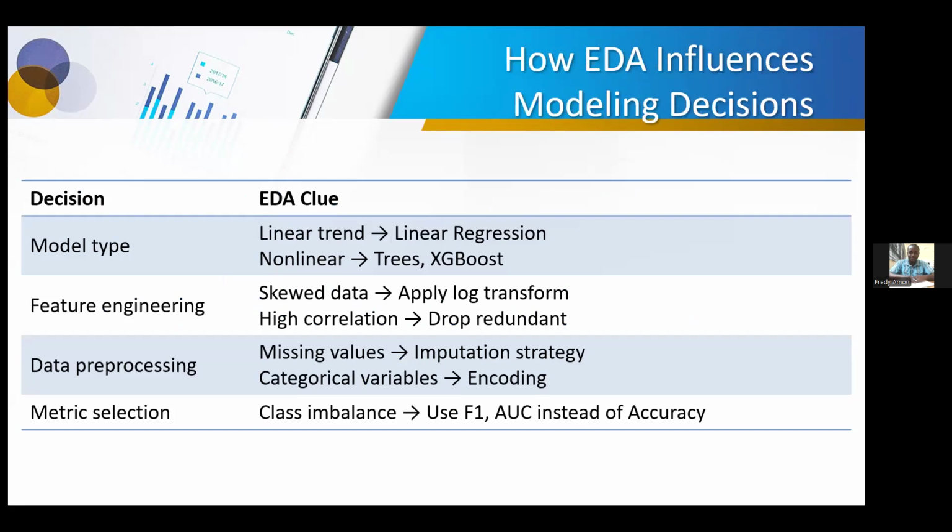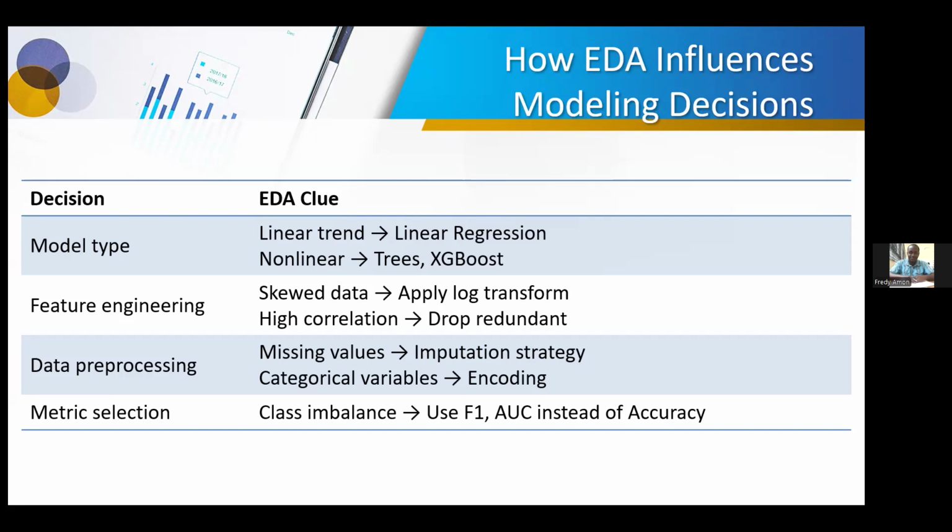How EDA influences modeling. I have like 3 minutes, so I'll go a little bit faster here. Since you'll be exploring the data, if you have a linear trend, you'll go with linear regression. If you have a non-linear trend, that means you'll be going for trees and other types of algorithms. For feature analysis, if you have skewed data, you'll have to apply the log transformation. If you have high correlation, you'll have to drop redundancy.